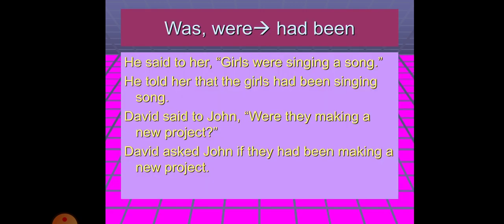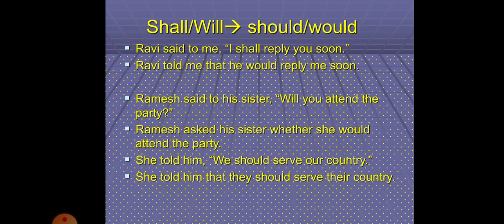Was, were verb will change into had been. He said to her, "Girls were singing a song." He told her that the girls had been singing a song. So were and first form of verb and ing will be changed into had been, first form of verb and ing. Same way, when the question comes with verb, then you will be changing it into had been and you will be using if. David said to John, "Were they making a new project?" David asked John if they had been making a new project.